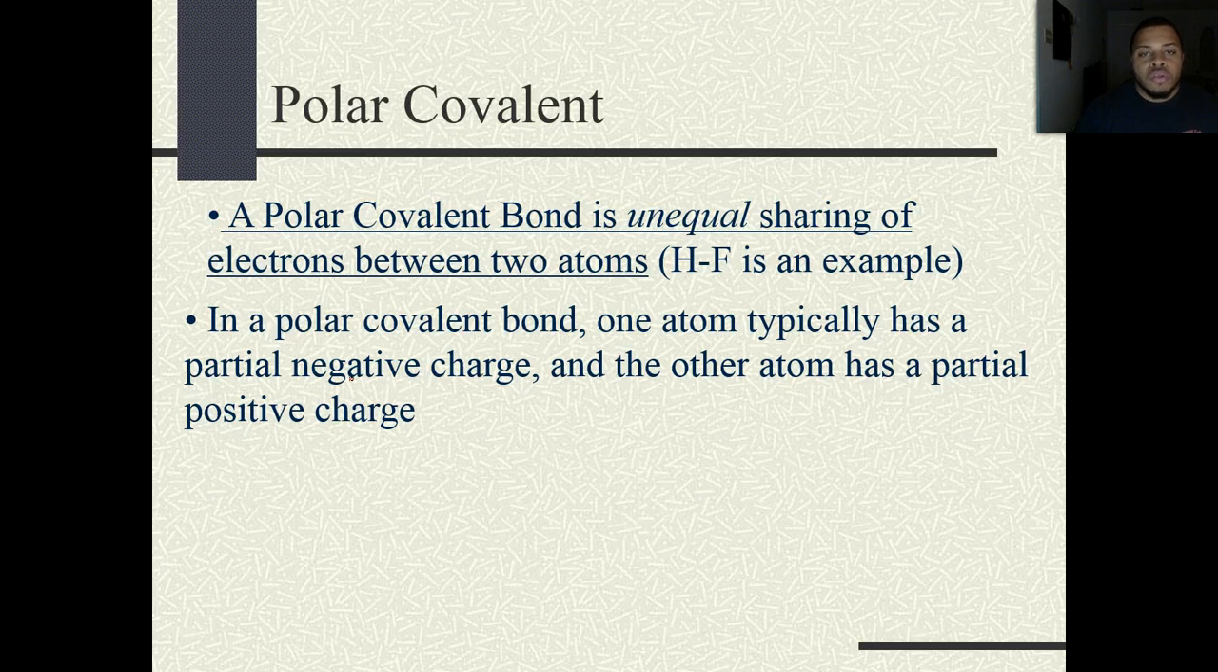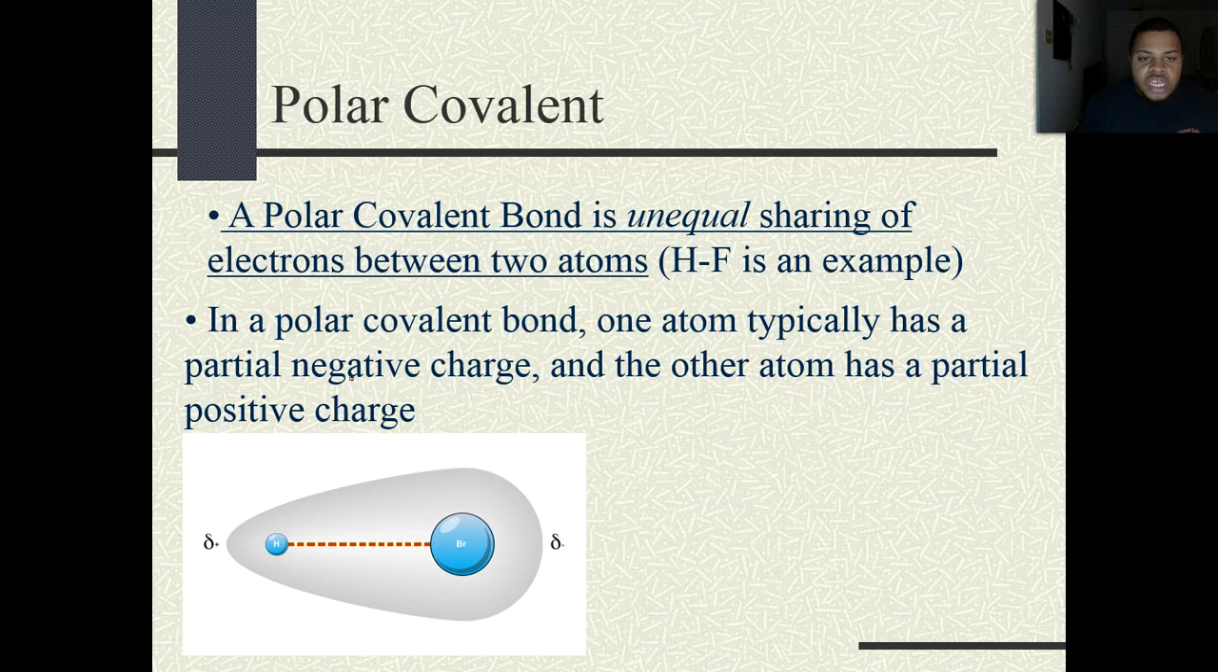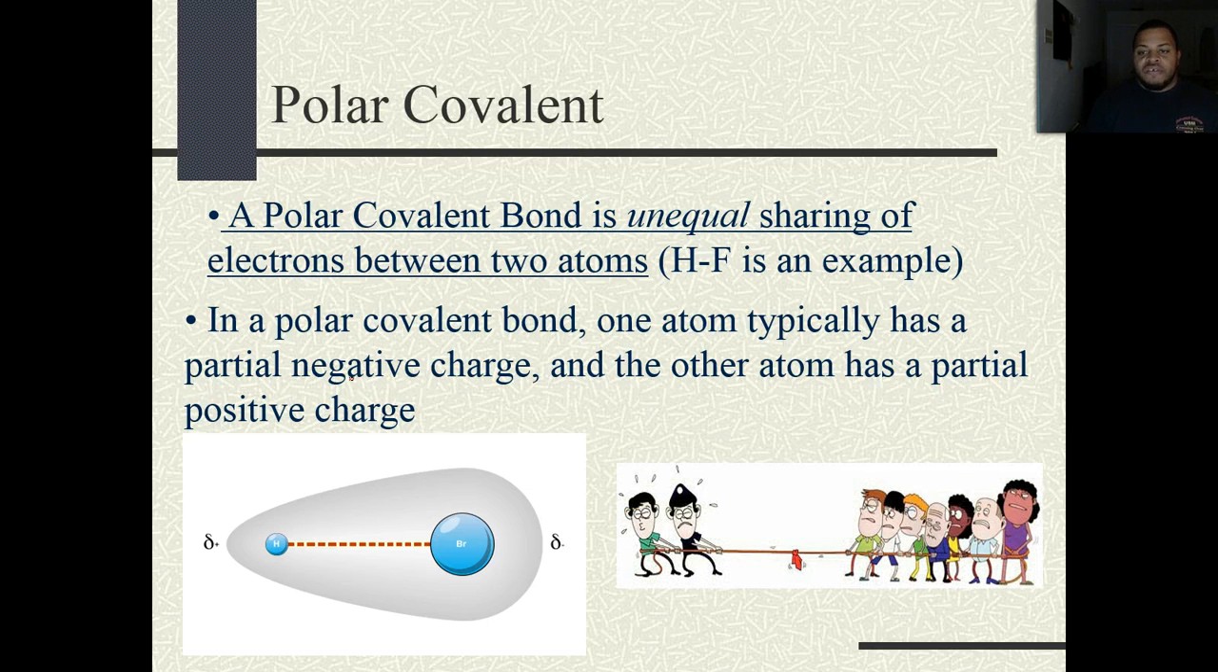Now, in a polar covalent bond, one atom typically has a partial negative charge, and the other one ends up with a partial positive charge, just because of how these electrons are being pulled. So looking at the diagram here, I have hydrogen and bromine here at the bottom of the screen, and bromine has a much stronger electronegativity. Remember that term that we talked about before? Now, because of that difference in electronegativity, let me go ahead and write this in.